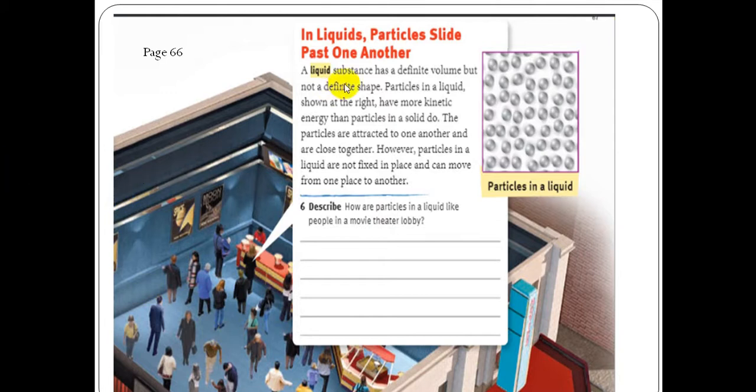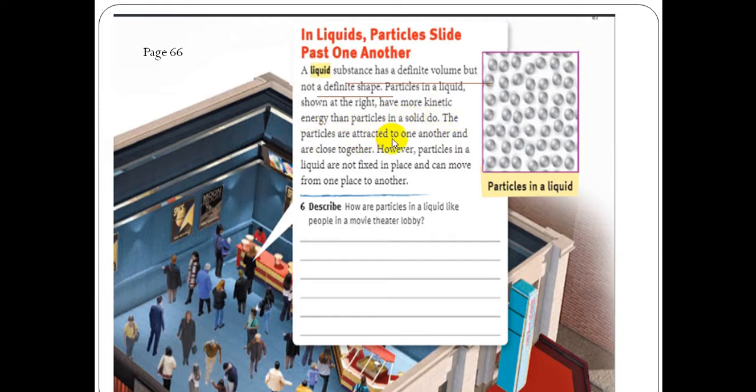So a liquid substance has definite volume and no definite shape, because as we know, liquids are always changing shape according to the container. If you put some water on the floor, it will not have a shape. A liquid will take the same shape as the bottle. So we can't say that a liquid has definite shape. No, it doesn't. Particles in a liquid, as shown here, have more kinetic energy. They have more energy than particles in a solid do.